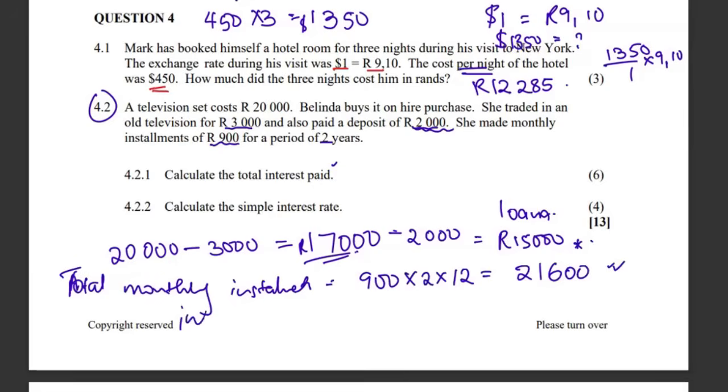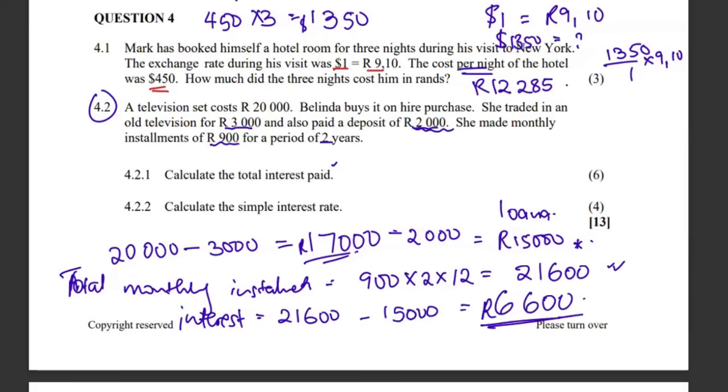So for us to get the interest, we take the 21,600 minus the 15,000. Subtract 15,000, meaning that she paid 6,600 rands in interest. This is the extra that she paid. So that is how we would have gone about this 4.2.1. 4.2.2, calculate the simple interest rate.